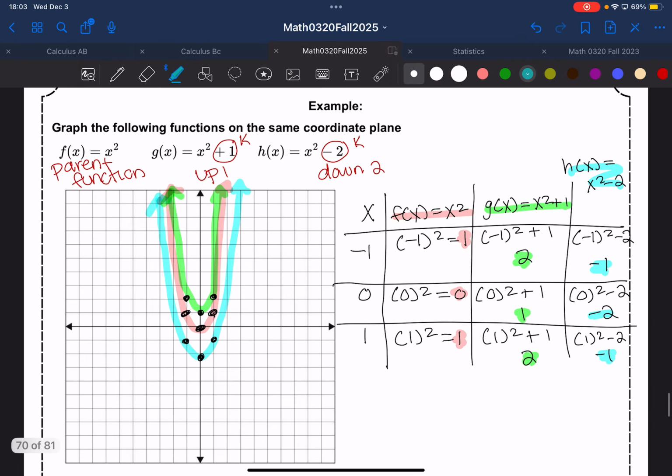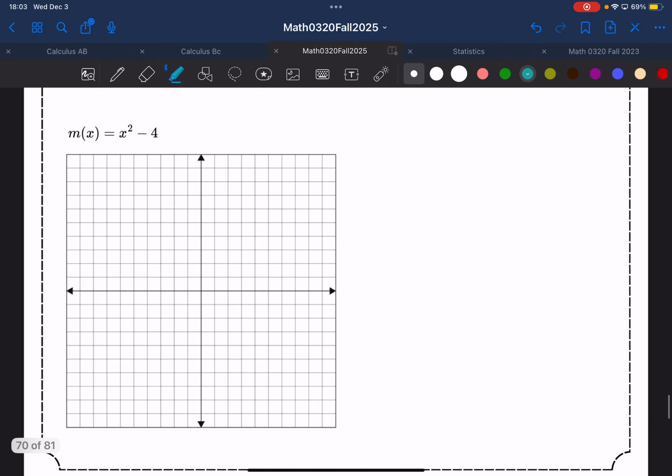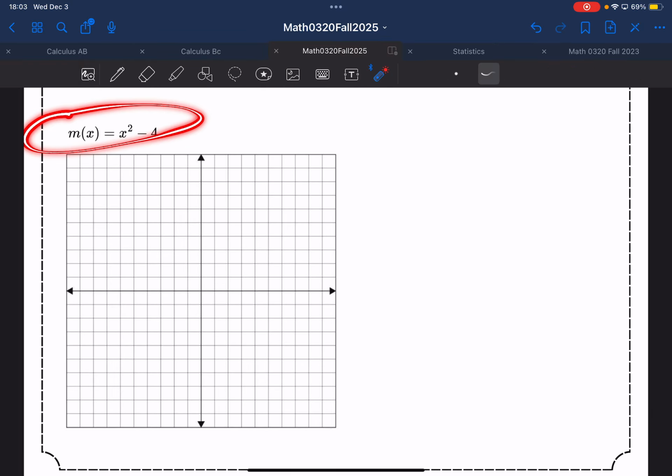So how do we know if we're doing g of x, f of x, or h of x? What do you mean? Like for the next example? Yeah. So you're only going to graph the one it gives you. So now you're doing m of x. Just this one right here. So you're going to just plug in the same x values into that and see where it goes. So you're not graphing all three on this one, just one.